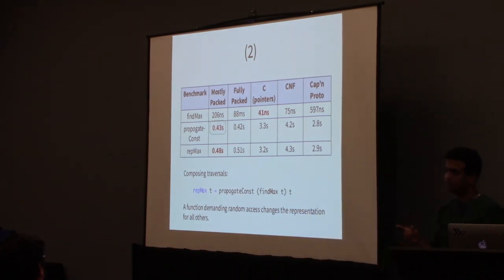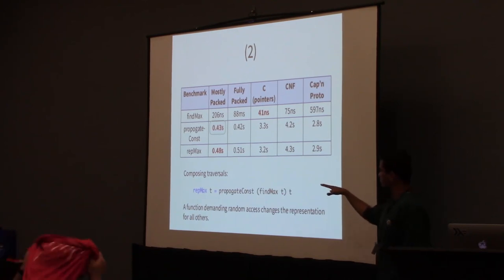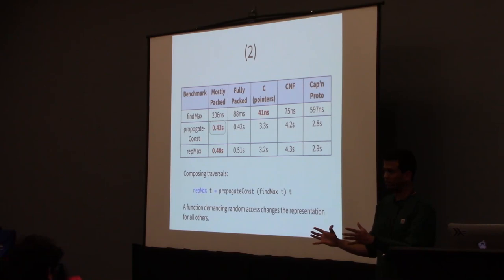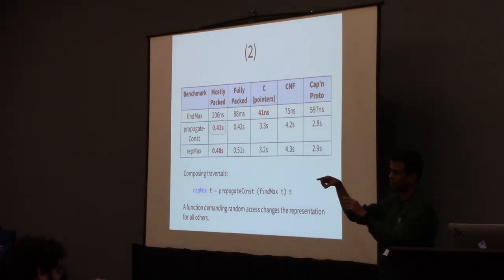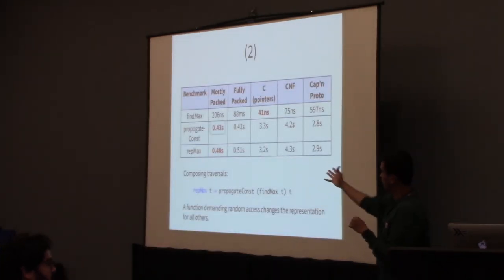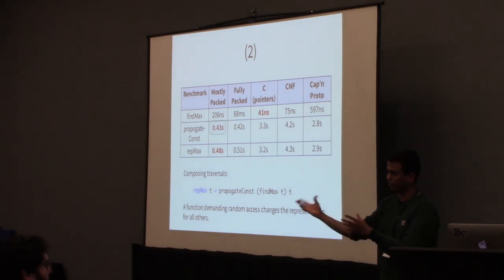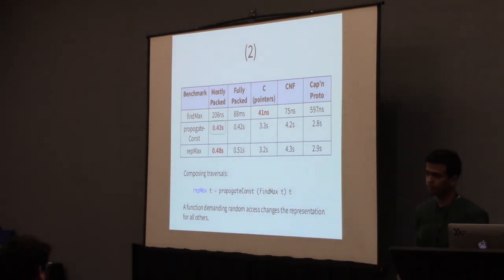Can you say again what is mostly packed? Mostly packed is a version which would use those pointers when required, those indirections and random access nodes. And the fully packed version just copies or traverses things whenever required.